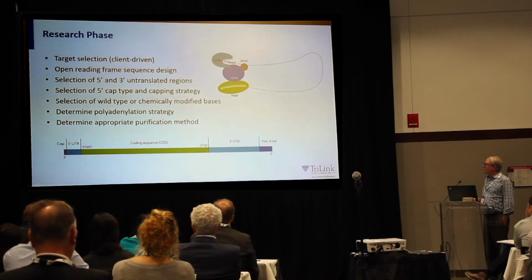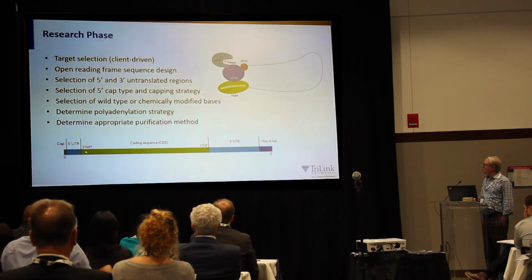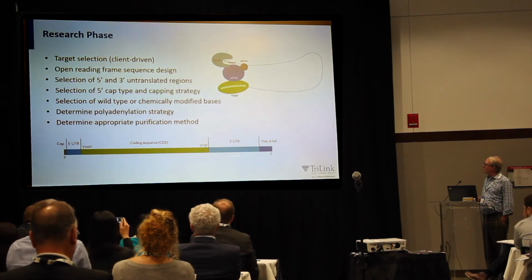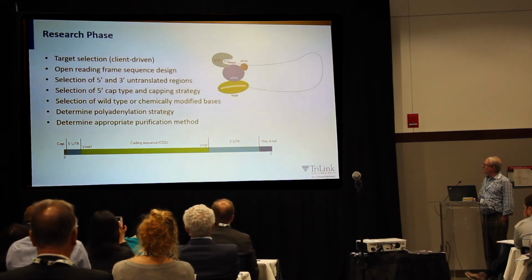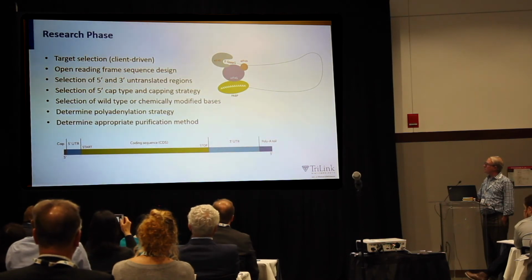During the research phase, the client is generally providing the selection of the target. At that point, the open reading frame is designed, and we'll talk a little bit more about that later. We'll select the 5' untranslated region upstream of the start codon, and the 3' untranslated region downstream of the stop codon, and this is the open reading frame or the coding sequence here. At this point, we'll select whether or not we want to use wild type or modified bases, and this may require some experimentation in your model system. We'll determine the polyadenylation strategy and the appropriate purification method.